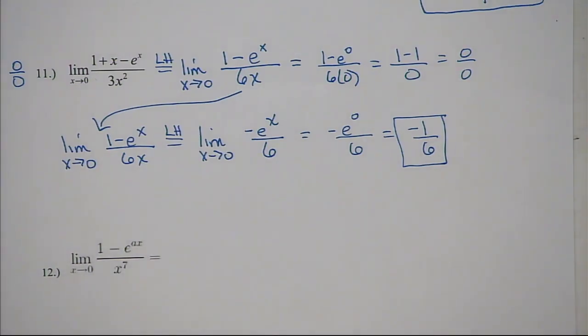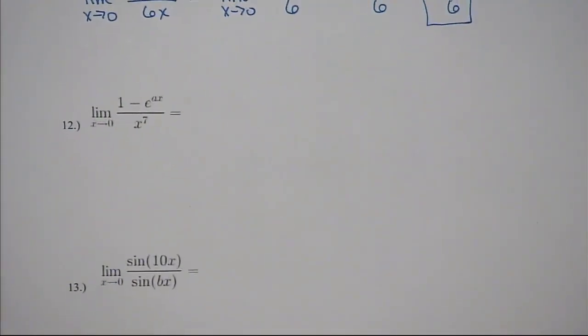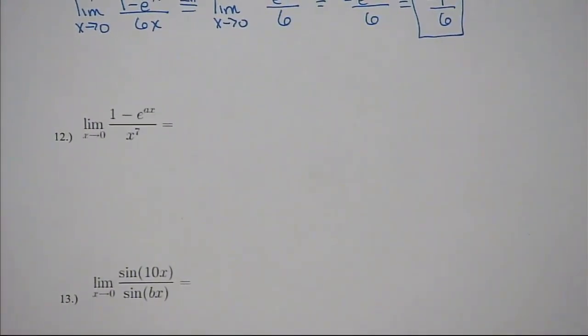Every now and then we'll get a different one. So, okay, 12 is just like 11, except we have an A. So we have constants, which means probably I might have an A in my answer. Not sure yet, but we'll see what happens. Might go away, I don't know. All right, so let's check.